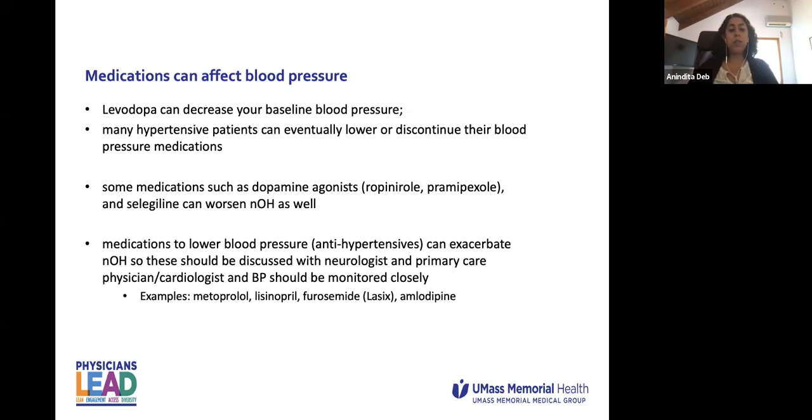So what are some examples of antihypertensive or blood pressure lowering medications? These include medications such as metoprolol, lisinopril, furosemide or Lasix, amlodipine, and there's many others, but these are some of the more common ones. Sometimes they might be needed for other reasons that are non-neurological, that are cardiac. And so this is why it's important to discuss with the cardiologist and/or the primary care physician to make sure that it's safe to decrease or lower the dose, if needed, of these medications.